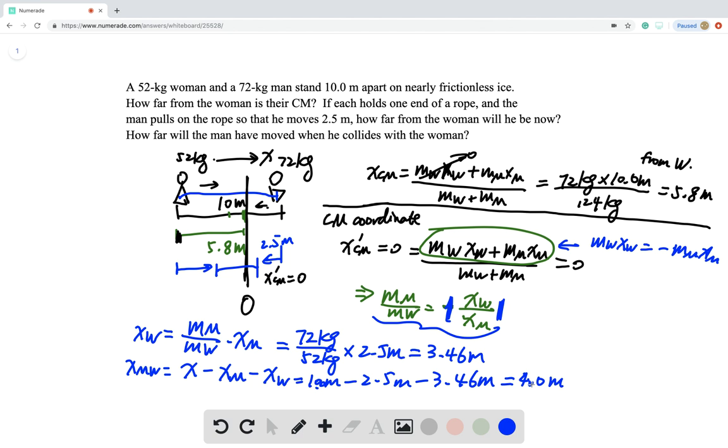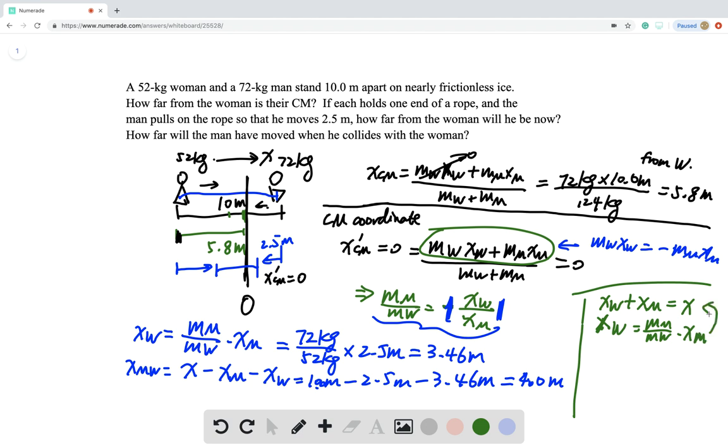The last question is, how far will the man have to move when he collides with the woman? That happens when x woman plus x man, the total distance they move, is 10 meters. But at the same time, we know this ratio: x woman equals m man over m woman times x man.